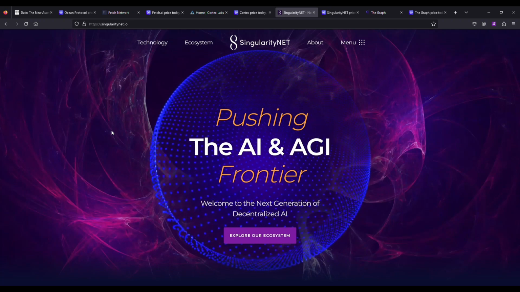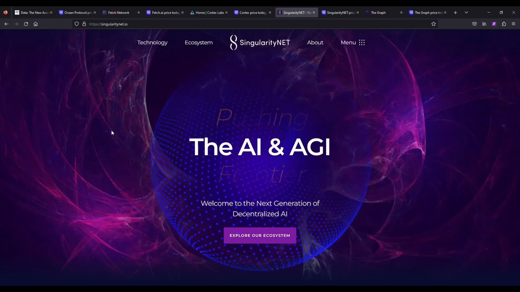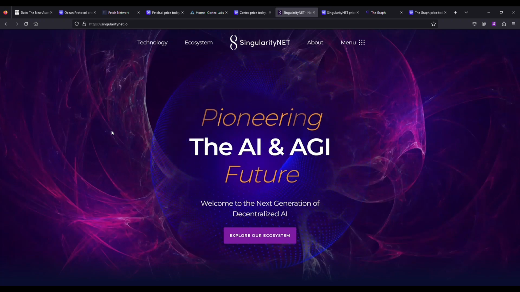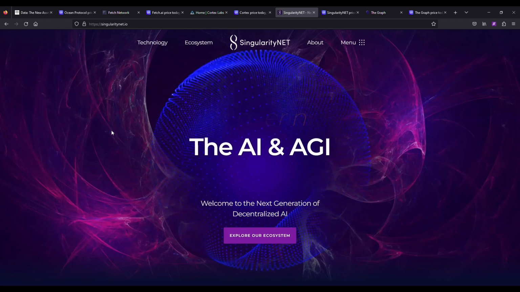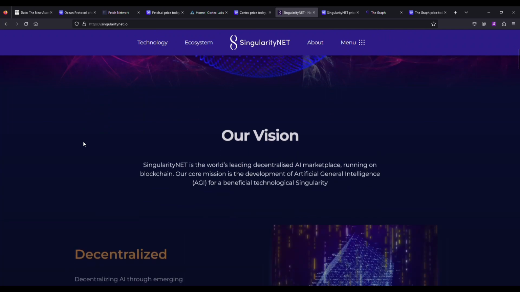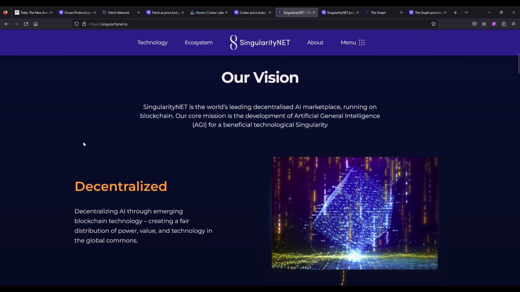The platform offers users a vast range of AI services that can be purchased using the native token, AGIX, and developers can sell and publish AI tools while monitoring their performance. SingularityNET is led by co-founder and chief scientist Ben Goertzel, with a diverse team of AI researchers, engineers, and developers.